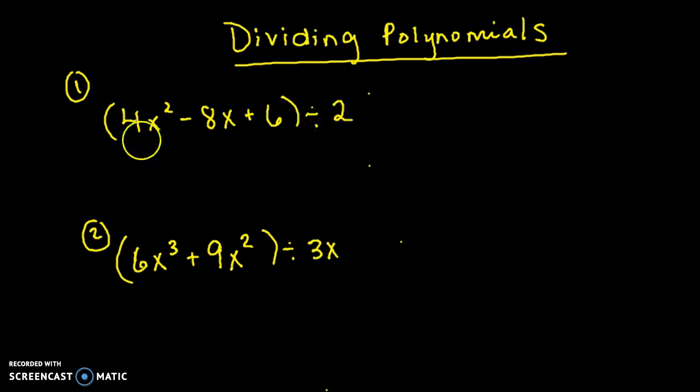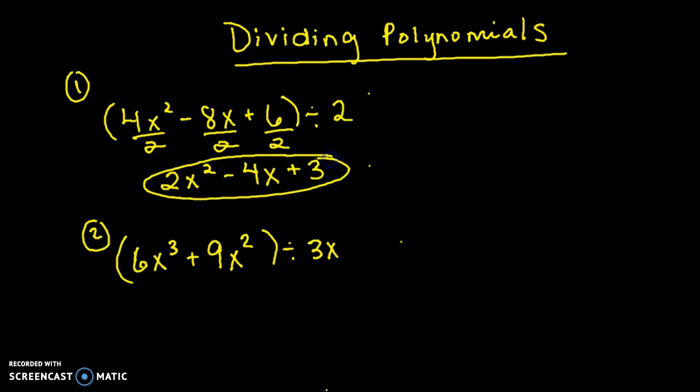I would take each of the terms inside the trinomial and divide them by 2. So 4x squared divided by 2, I would divide the coefficients and I would get 2x squared. And negative 8 divided by 2 is negative 4, and I would have my x, and then 6 divided by 2 would be 3. And that would be my answer. Okay, so we start out easy, we're just dividing by a constant.